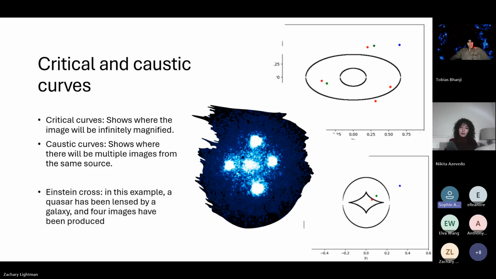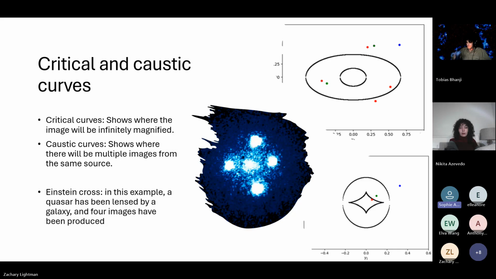Okay, so critical and caustic curves. These are used mainly in microlensing, and critical curves are defined as they just show where the image will be infinitely magnified, which is the graph on the top right. You can see the image positions here are just examples of observational data, and the rings here are examples of where the image will be infinitely magnified. So caustic curves show where there will be multiple images from the same source. And you can see the same, there's a ring and then there's an odd diamond shaped thing.